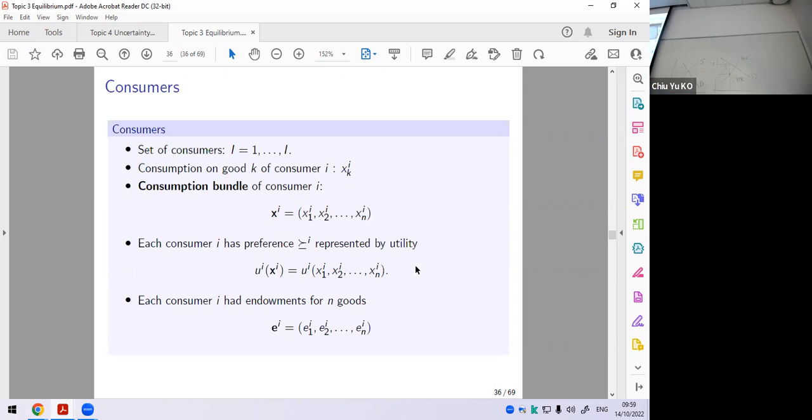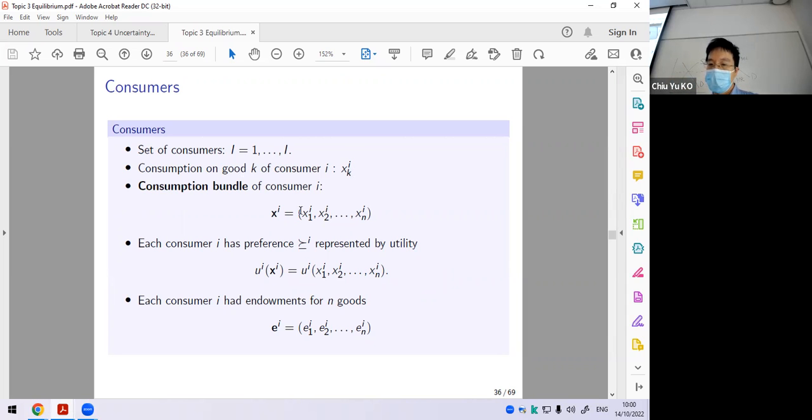Okay. So just very quickly, the notation. I guess after a week, we need to familiarize ourselves with the notation. I follow the notation in the textbook, the Jehle and Reny textbook. You have I consumers and there are K goods. Consumer is described by the superscript, and the good K is the subscript.